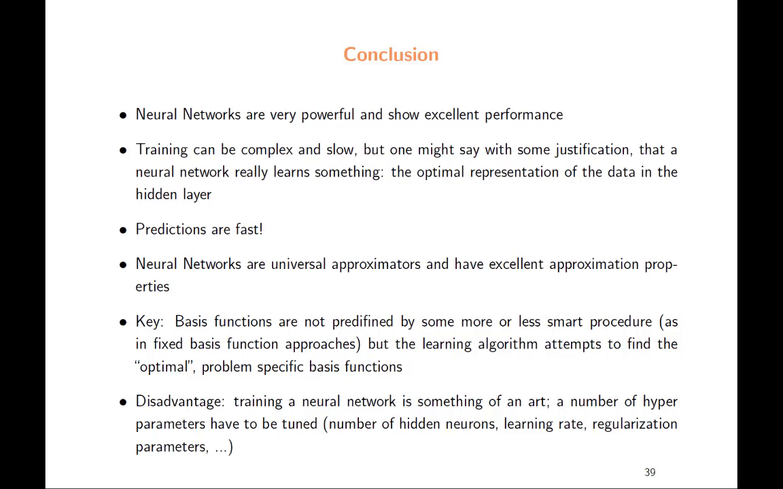But even if the training takes a while, the prediction is very fast, because these operations, in particular these vector matrix multiplications, can be efficiently implemented, also using GPU computers. But in general, predictions can be quite fast if the network is not too huge. Then, as we discussed, neural networks are universal approximators and have excellent approximation properties.